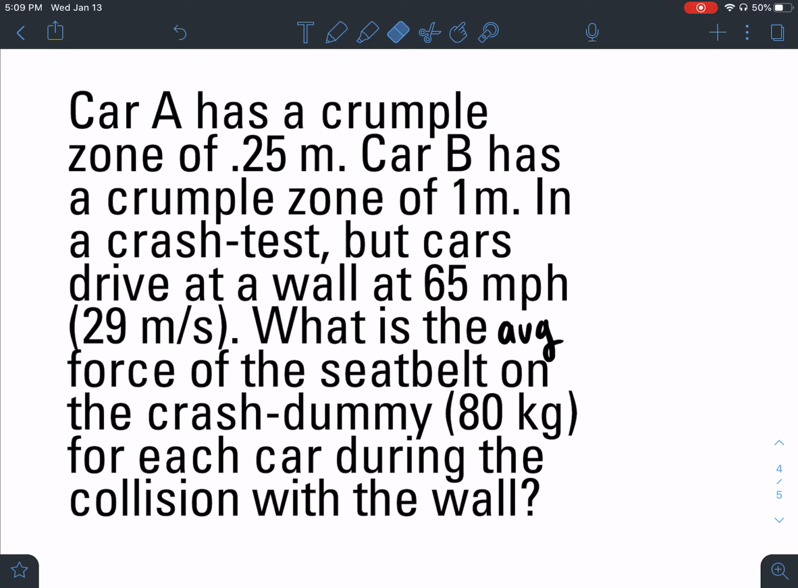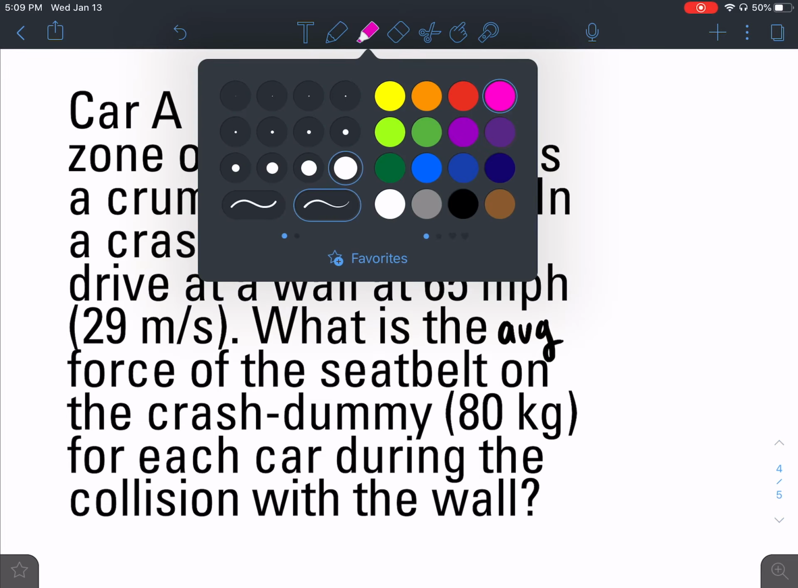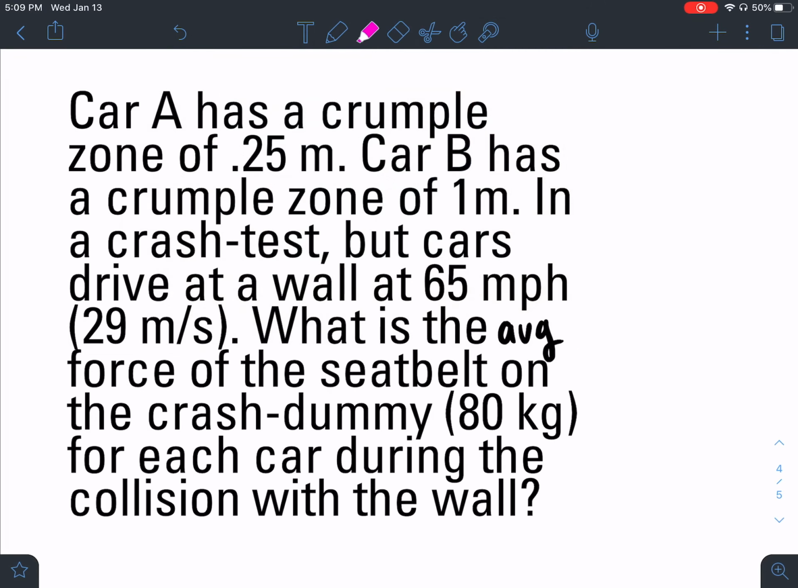What we want to know is what is the average force of the seatbelt on the crash dummy? And we're going to make the assumption here that our crash dummy is 80 kilograms. So, as I already told you, this is going to be an impulse one. The reason I know this would be an impulse problem is because it's asking for the average force during a collision. Whenever we see something about the force during a collision, we know that we're going to be dealing with impulse.